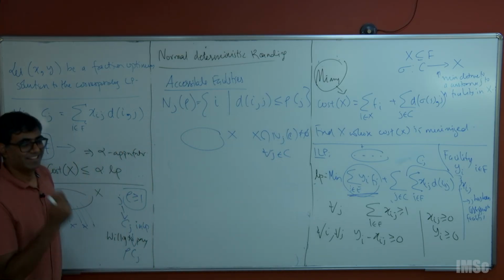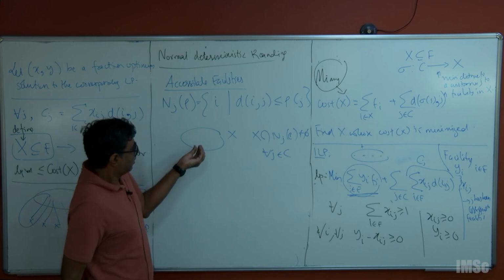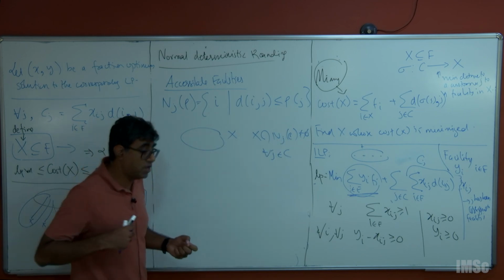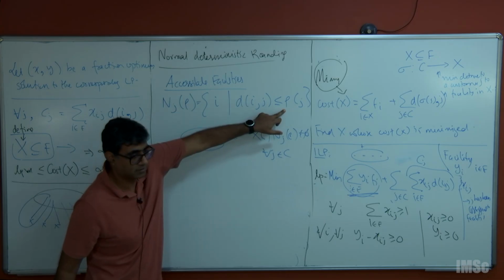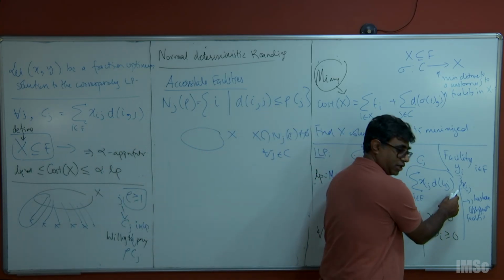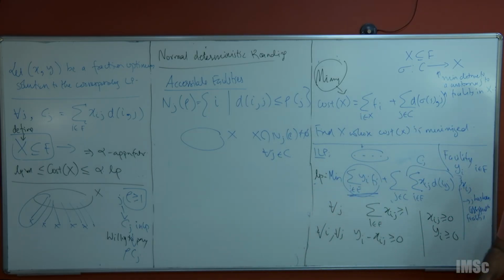Then what have I done? For every customer I have assigned a facility. For X intersection Nj(rho) being non-empty, it means the customer can only pay less than this. It cannot pay more than this, which implies that at least this part of the contribution of these customers is not more than a factor rho times whatever it is. You understand my point? Okay, so that is my goal.